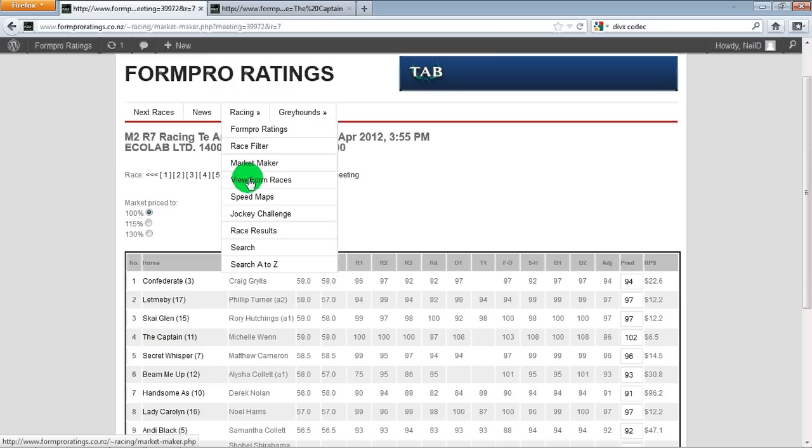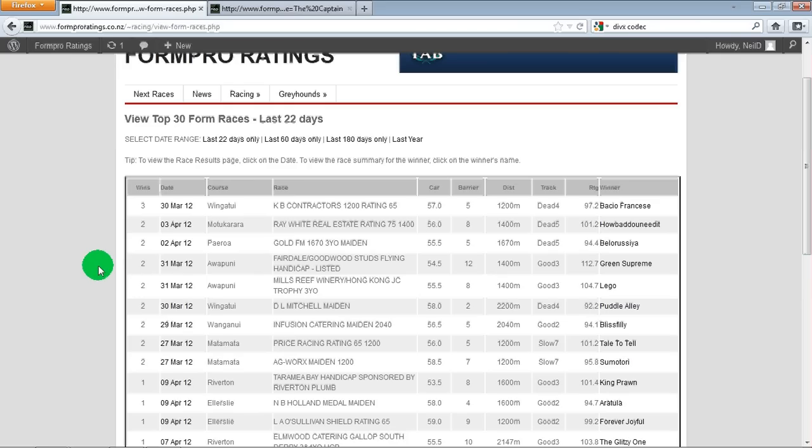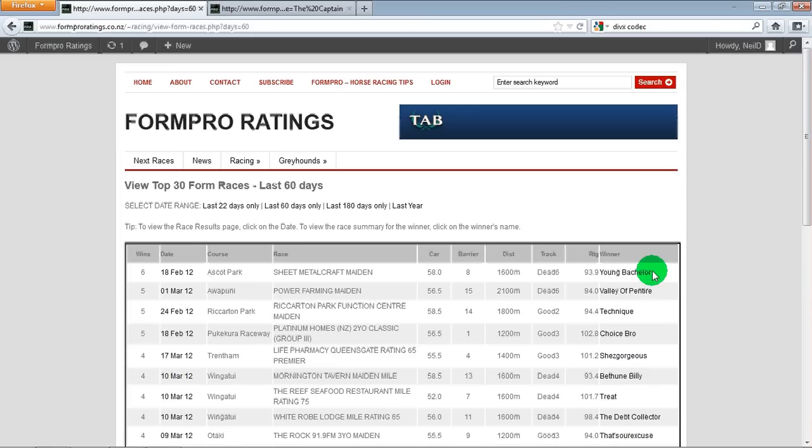Right, let's go on to form races, a few form races. Over the last 22 days, you can find out which races have had the most number of winners coming out of them. There's three for that one. Two, two, two, all the winners coming out of those races there. Okay, so that's the last 2 months you want to know about. Click on there. And you'll see that Young Bachelor is the winningest race in the last 2 months with six winners. Valley of Pentire has five. Technique, five. Choice Bro.